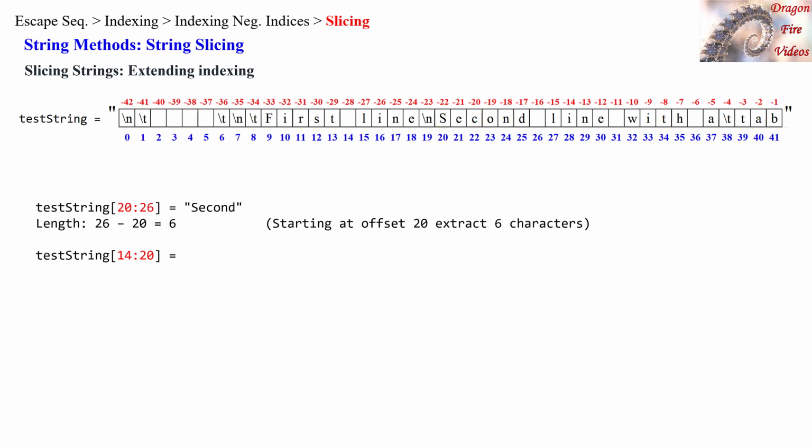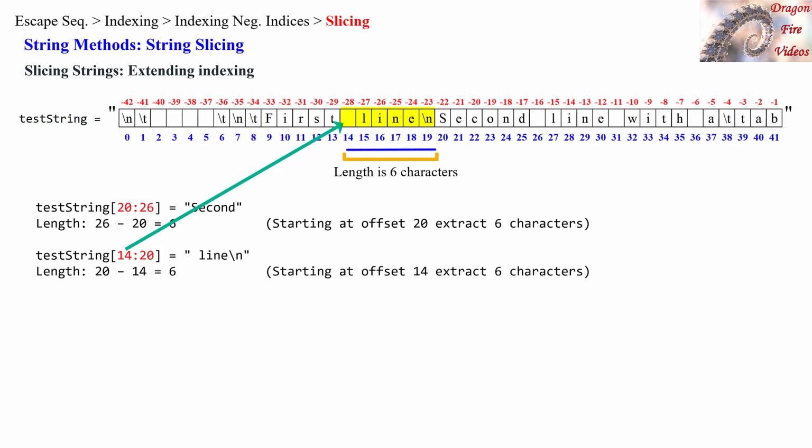Okay, let's look at the test string from 14 to 20. Again, the length is 6 here, which is 20 minus 14. So I'll start at the 14th position, which is a space, and I'll take the next 6 characters. And I get space, line, slash n, which is a new line.